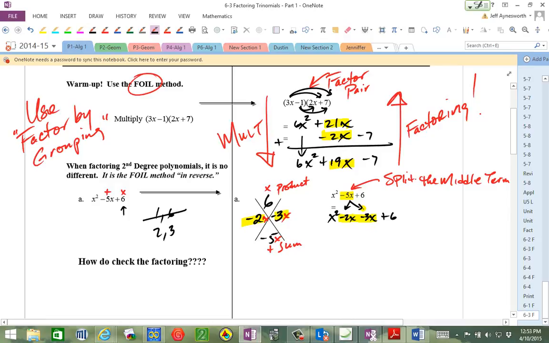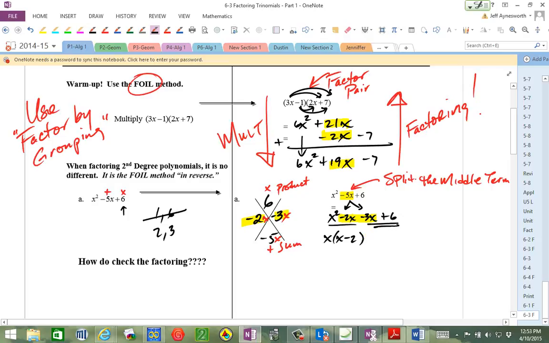Now here's where the factor by grouping comes in. This is the first group and this is the second group. And this is our previous lesson that we did yesterday. In the first group here we have an x in common, so I need to factor it out. Now I know that x times x is x squared. I know that x times negative 2 is negative 2x, so I need an x minus 2 here.